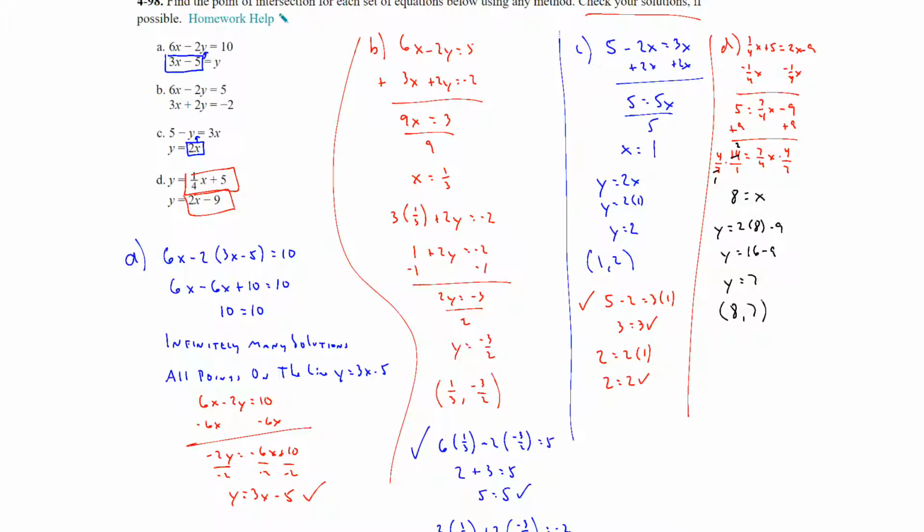And we will check to make sure that is correct. We should have 7 is equal to 1/4 times 8 plus 5. So 7 is equal to 2 plus 5, and 7 is equal to 7. So that works. In the second equation, we will have 7 is equal to 2 times 8 minus 9. So 7 is equal to 16 minus 9. 7 is equal to 7. So it does check out. So there are 4 problems where you can solve systems using the 3 different methods: substitution, elimination, and equal values.